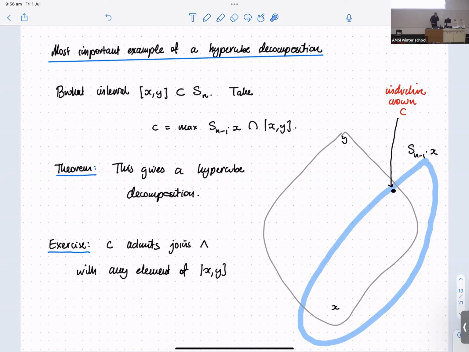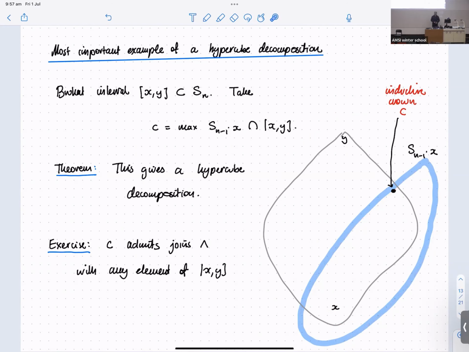So now this is the most important example. I kind of call it the canonical hypercube decomposition in my head, but it's not really canonical, but anyway. It's definitely the example where we can prove everything. And it's this example of the coset. So here's our interval. We look at the S_{n-1} coset through X.